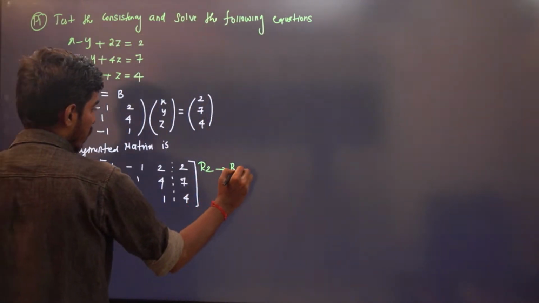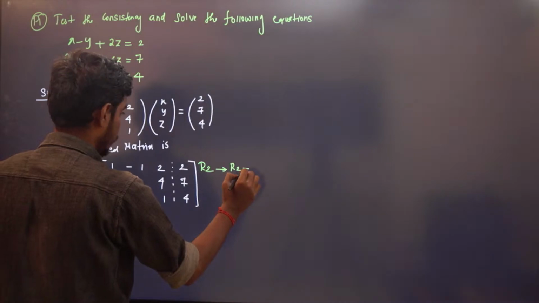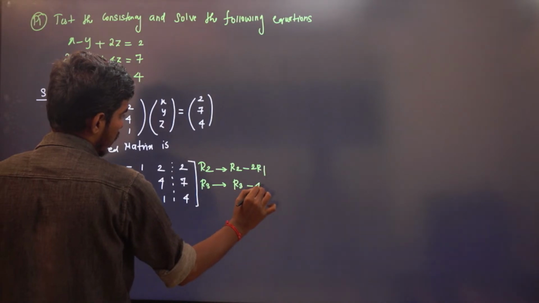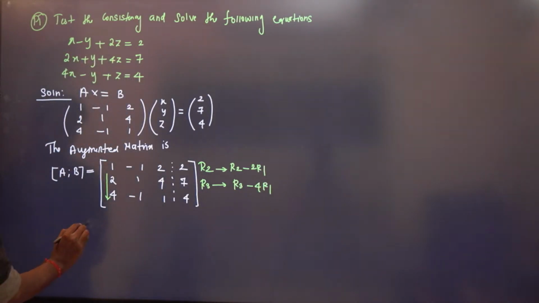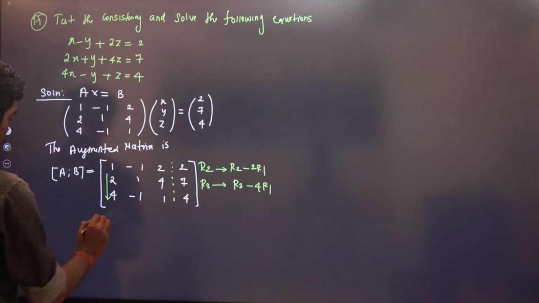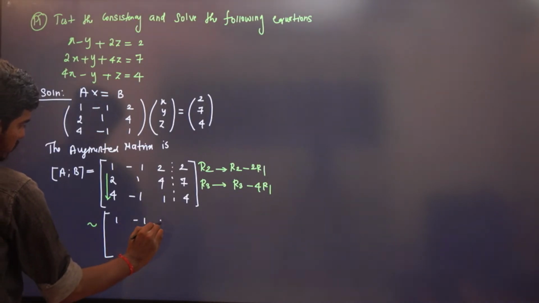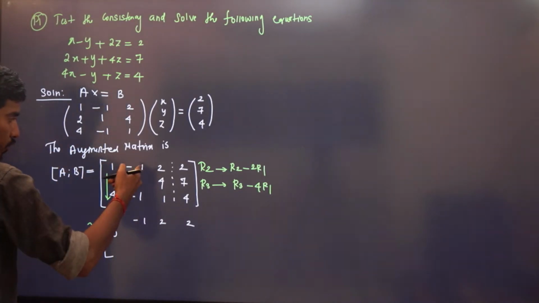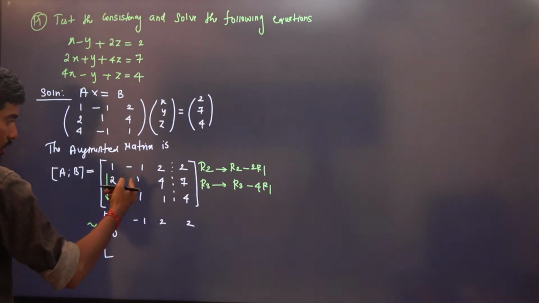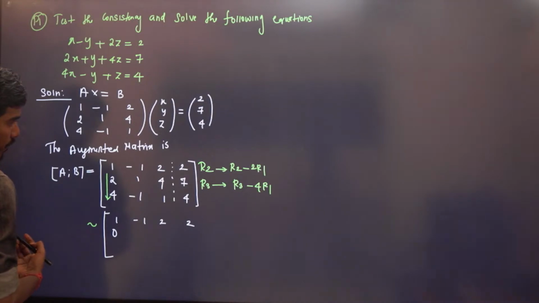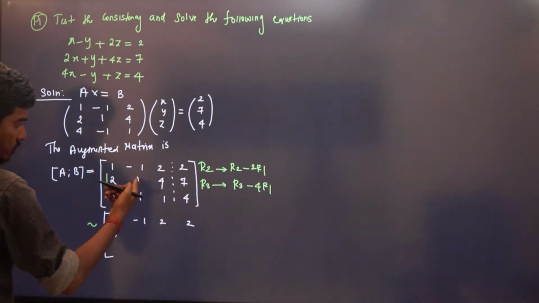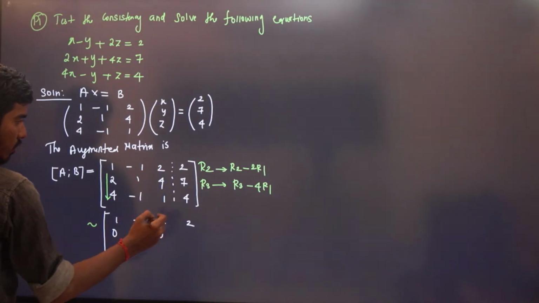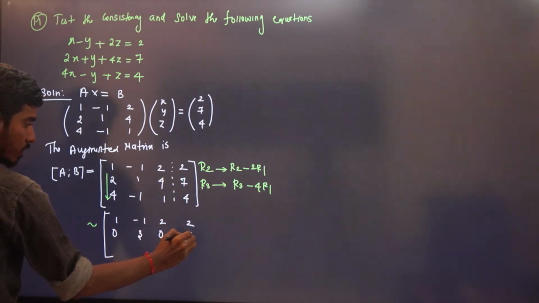So R2 is equal to R2 minus 2 times R1. R3 is R3 minus 4 times R1. So this is equivalent to 1 minus 1 2 2. Now you have to multiply 2 and then subtract. It will be 0. For the next, minus 2, so 1 plus 2 will be 3. Then 7 minus 4 is 3.